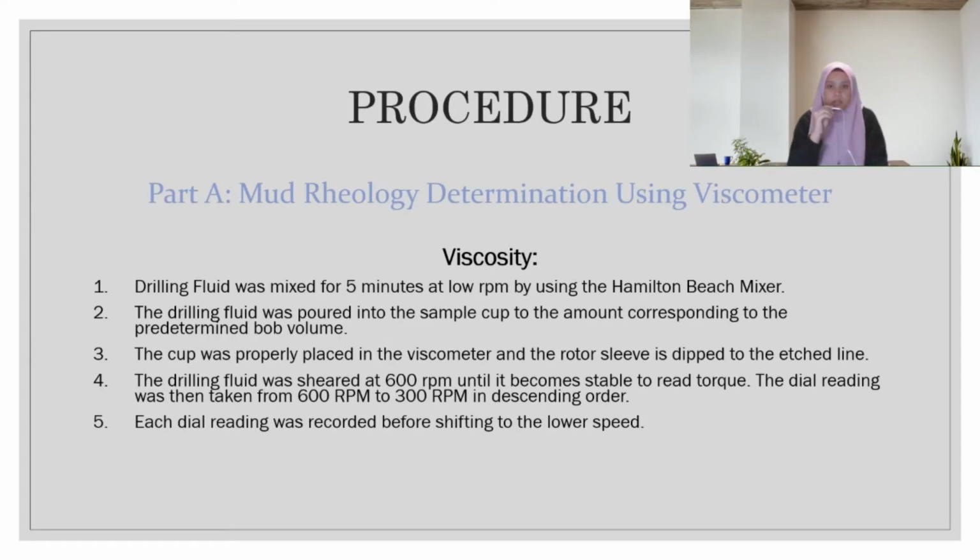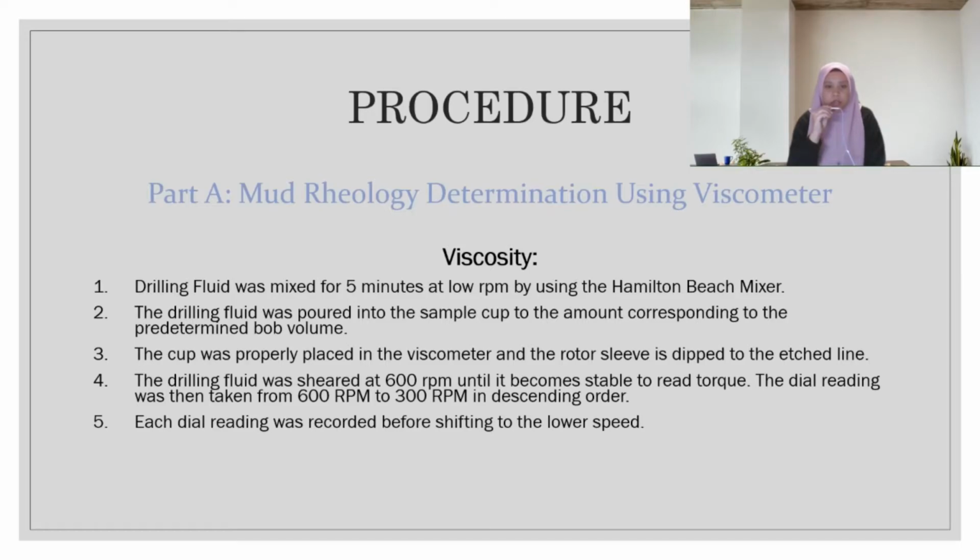Next is the procedure that takes place in this experiment. For part A, rheology determination using viscometer is started with viscosity. First, drilling fluid was mixed for 5 minutes at low RPM by using the Hamilton Beach mixer. The drilling fluid was poured into the sample cup to the amount corresponding to the predetermined bulb volume. The cup then was properly placed in the viscometer and the rotor sleeve is dipped to the line.